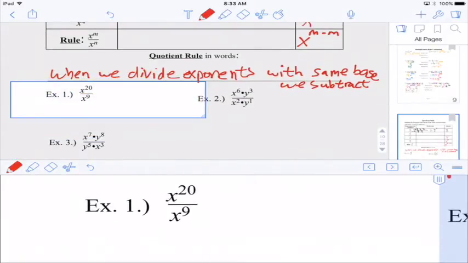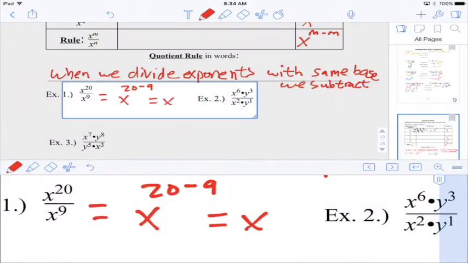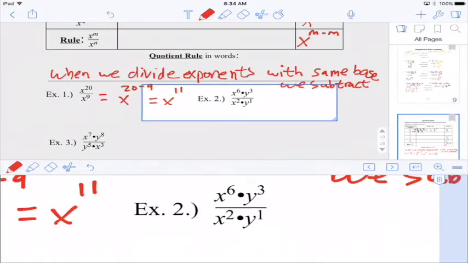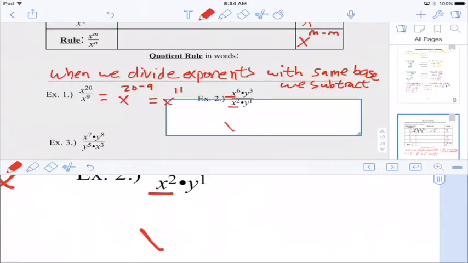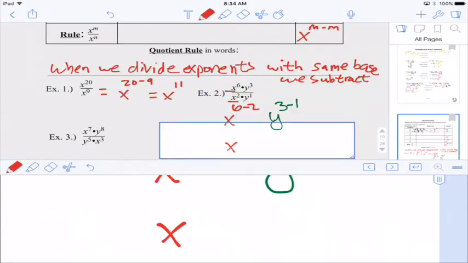So you see that we're dividing x to the 20th and x to the 9th. That is the same base of x. So we get x to the 20 minus 9, which is x to the 11th. Now in example 2, we have different bases. So we're going to divide the x to the 6th and the x squared. Well, when we divide the same base, we subtract exponents. x to the 6 minus 2, y to the 3 minus 1, x to the 4th times y squared.